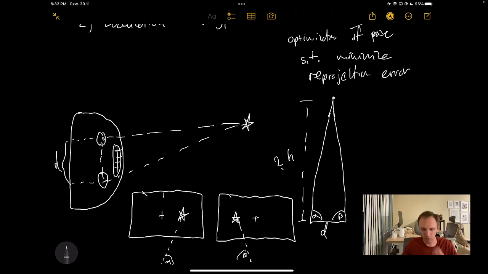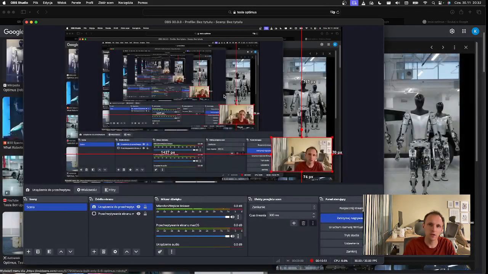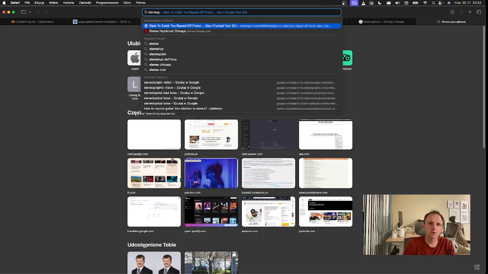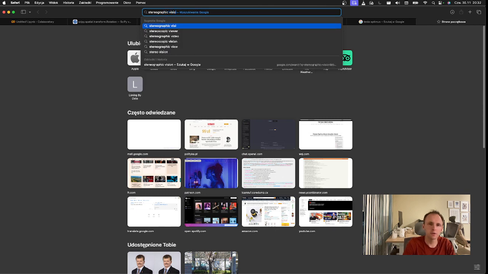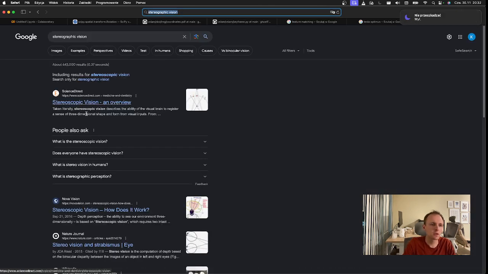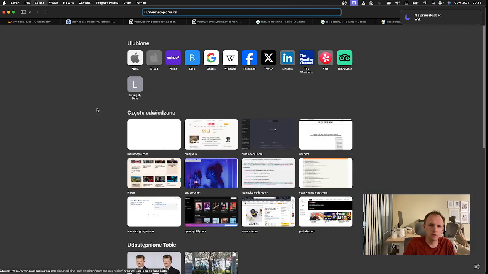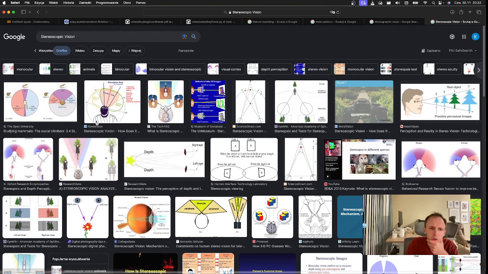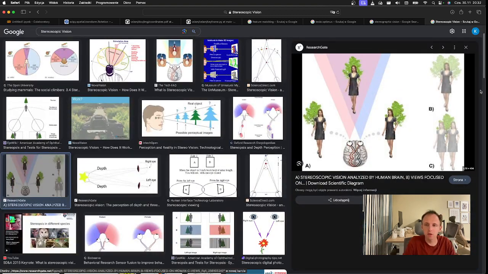And this is exactly what we do. This is exactly the strategy that we're going to use. We're going to repeat this strategy for many key points in an image, right? So let's maybe do stereoscopic vision. All right, oh yeah, here's a good image.